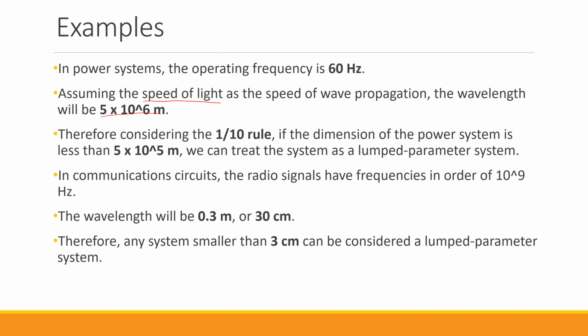So as you can see, assuming that the speed of the wave propagation is fixed for all the electric signals that we are using here, it is inversely proportional to the frequency of the signal that we work with. So for the power system, the size of the system that can be considered as a lumped parameter system is very large. Why? Because the frequency that we work with is usually very small.